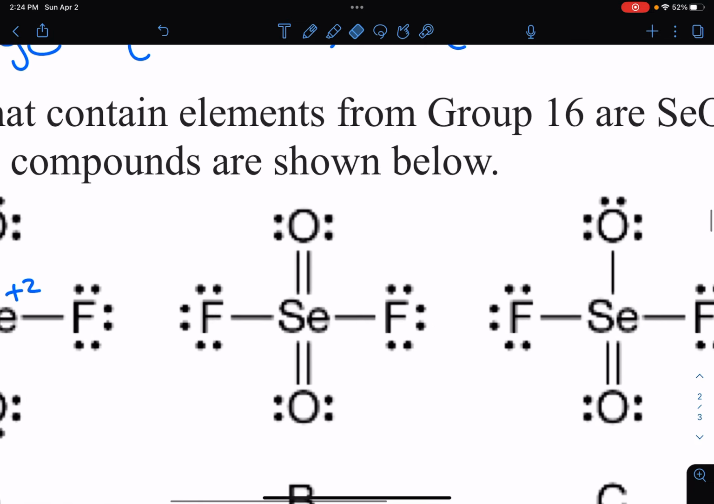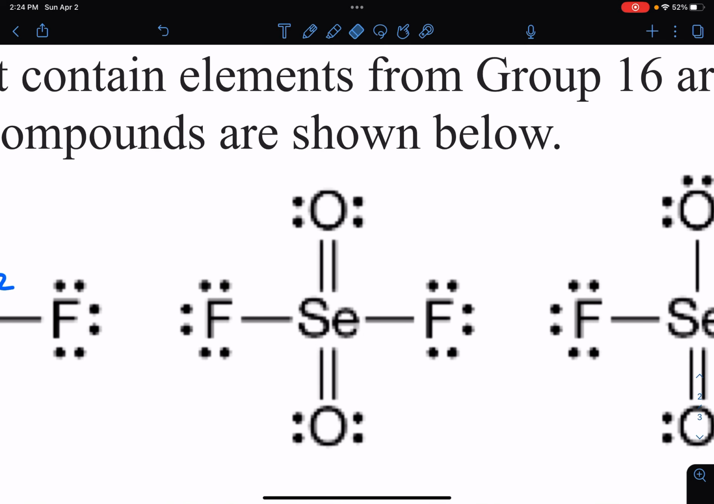Now, normally, let's just look at this structure here. When we're counting an octet, say let's count the octet for oxygen, we've got 2, 4, 6, 8. So this oxygen has 8 valence electrons shared around it, and the selenium has 2, 4, 6, 8, 10, 12. So selenium has more than an octet, which is okay for selenium. But let's look at fluorine. We've got 2, 4, 6, 8.